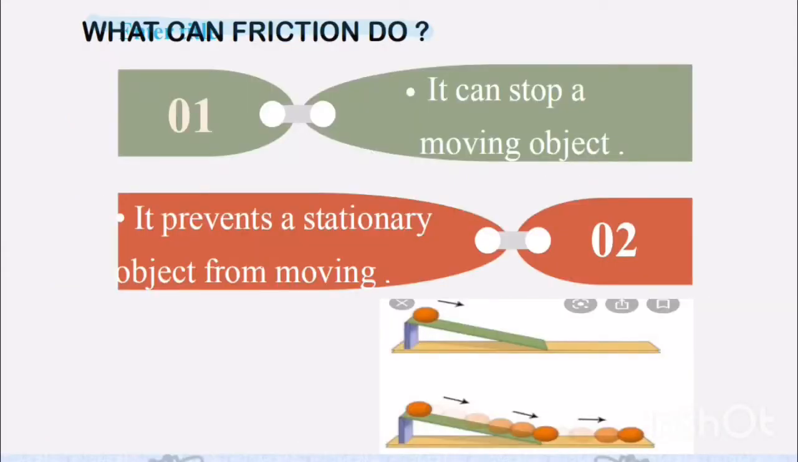What can friction do? First, it can stop a moving object. For example, if we roll a ball, it will stop after some time. This happens because of friction. Second, it prevents a stationary object from moving. For example, if a ball is kept at one place, it won't move to another place by itself. The force which is keeping the ball at its place is known as friction.